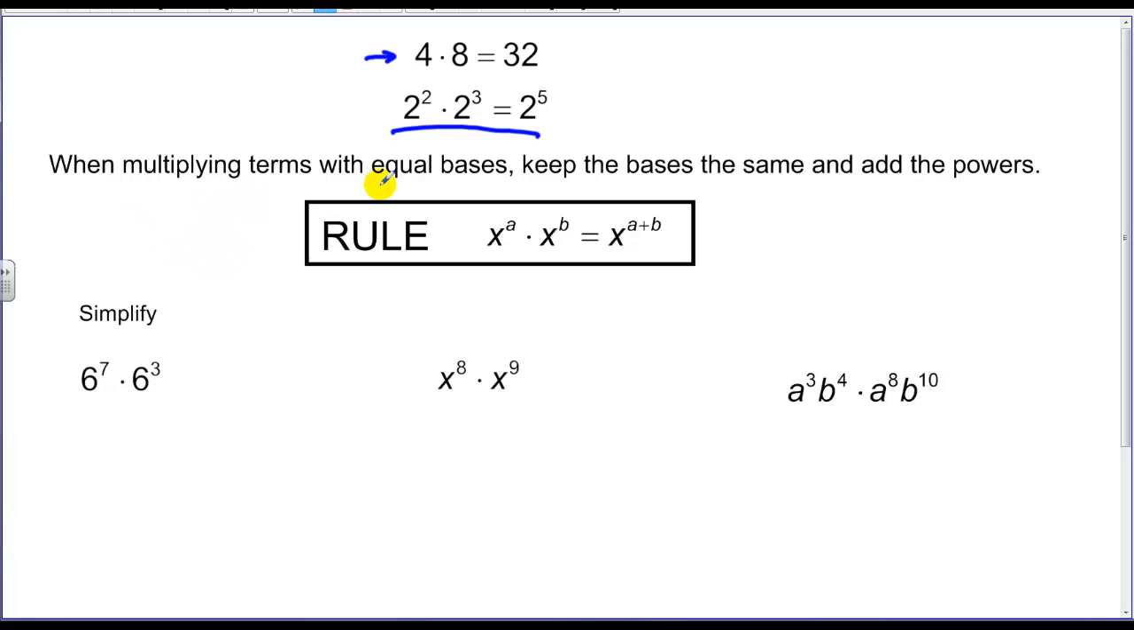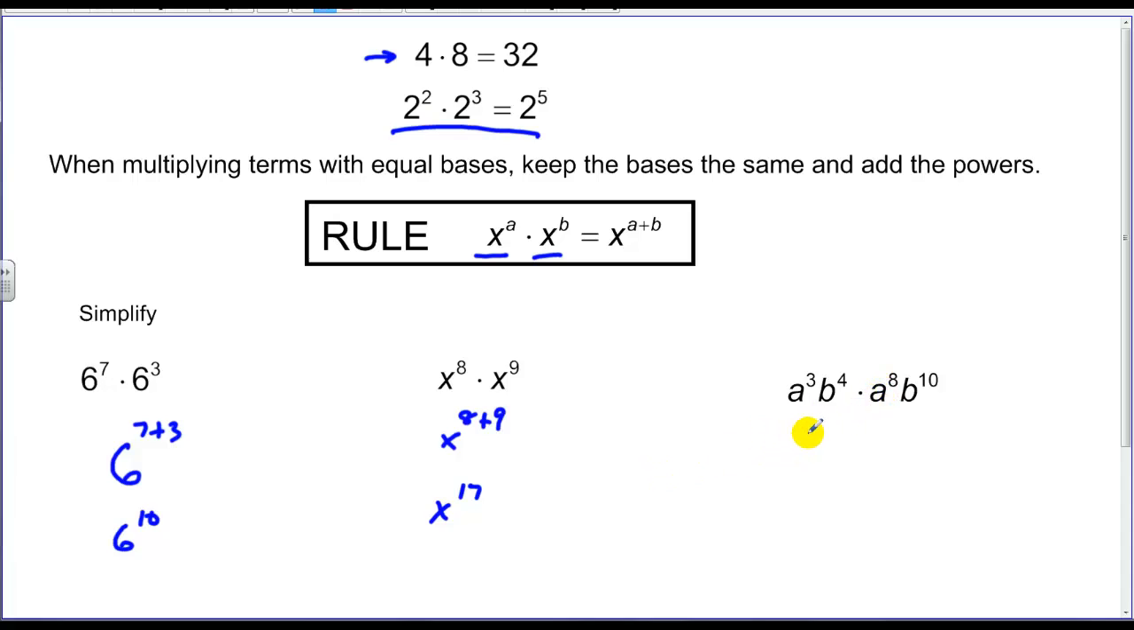When multiplying terms with equal bases, you want to keep the base the same, and then you want to take and add the powers. So if I have x to the a times x to the b, x is our same base. We add the two powers and keep the base the same. So I have a few examples here. 6 to the 7th times 6 to the 3rd is going to be keeping the base the same, 6, add the two powers, 7 plus 3, or 6 to the 10th. Likewise, in this case, my base is the same, so I keep the base and add the two powers, and I get x to the 17th.